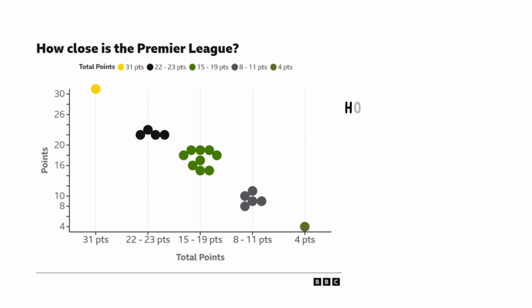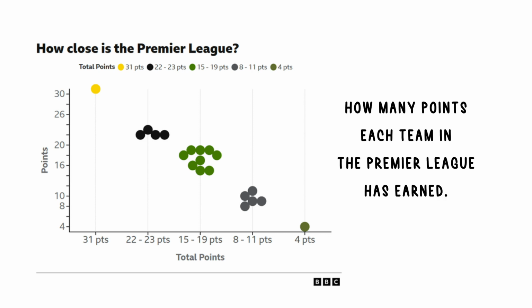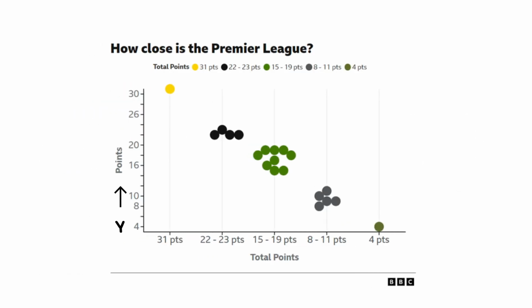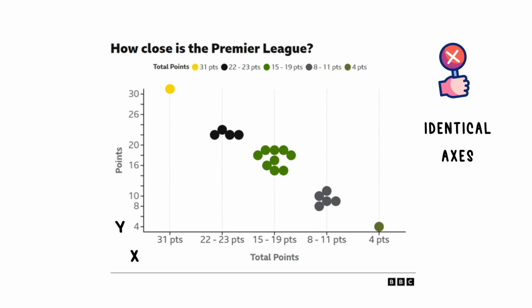The goal here is to show how many points each team in the Premier League has earned as of November 25th when this graph was created. The y-axis represents the number of points a team has earned. The x-axis represents the number of points a team has earned, but bucketed weirdly. Okay, so we have virtually identical axes, which is a really bad start.